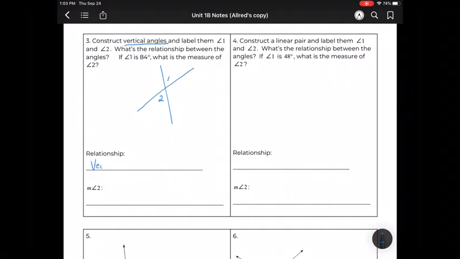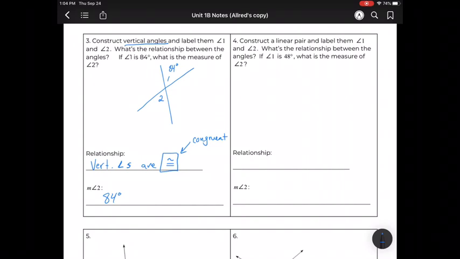The relationship is that vertical angles, and I can abbreviate angles with my angle symbol and then an S, are congruent. That's my relationship. You could write it out with the word, or you could write out with the symbol. So remember, this means congruent. Okay, so that's the answer to this first question. Vertical angles are congruent. That's the relationship between the angles. So if angle 1 is 84 degrees, find the measure of angle 2. Well, measure of angle 2 has to be the same as 84. So it's 84 degrees. Not too hard.